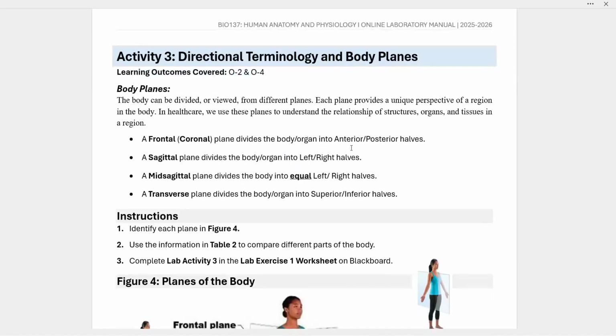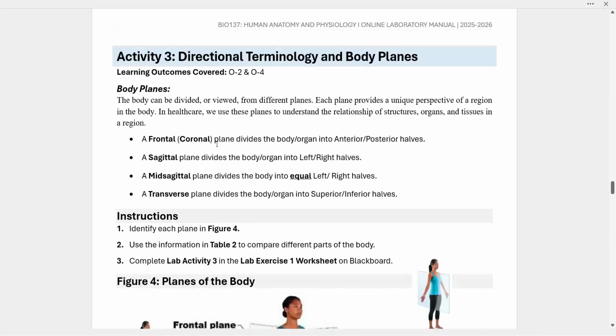Activity 3, directional terminology and body planes. The body can be divided or viewed from different planes. Each plane provides a unique perspective of a region in the body. In healthcare, we use these planes to understand the relationship of structures, organs, and tissues in a region. So we have 4 different planes.